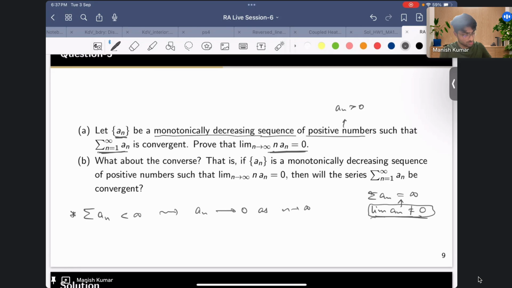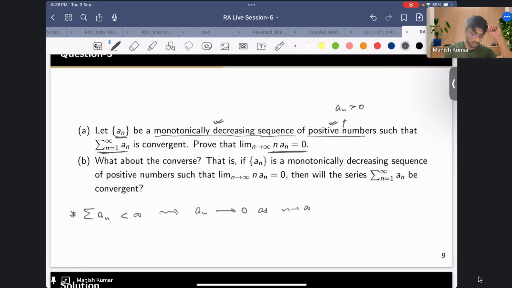Okay, so this is one of the necessary conditions for the series to be convergent. Over here there are a few extra things given to you. The first thing is that it is a decreasing sequence, and the second thing is that the terms are positive, so a_n is greater than 0. Now you have to conclude that n times a_n will go to 0.